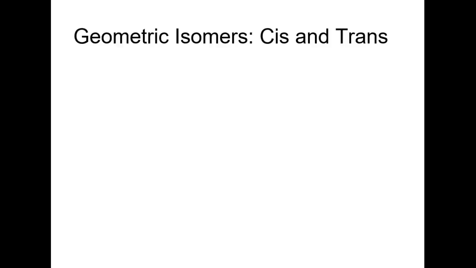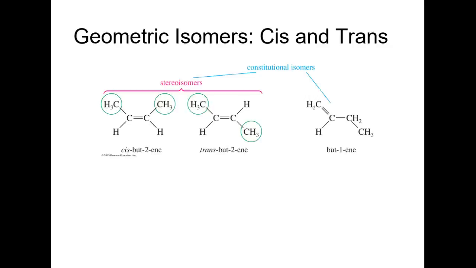The next thing we're going to talk about is geometric isomers called cis and trans. This is also a type of stereoisomer, because they differ in how they look in 3 dimensions. So, cis and trans. Remember, we have restricted rotation around a double bond.